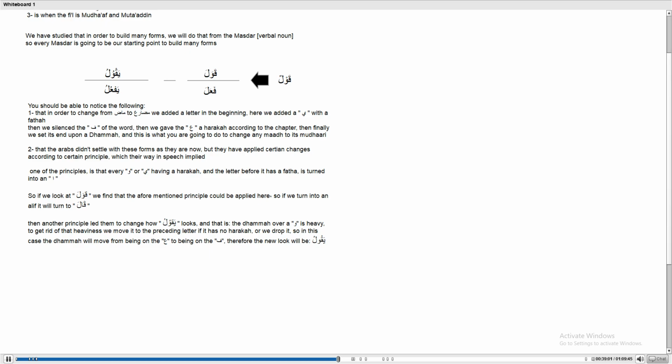Bring the Dhamma back. It is going to smoothly be said on the tongue. Yaqulu. Qala Yaqulu. Okay? Both of those are gathered in the verse in Surah Al-Baqarah.